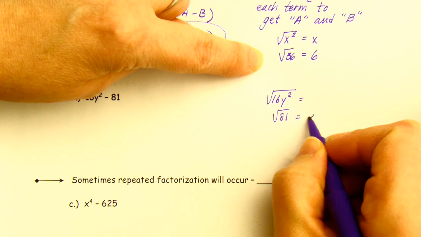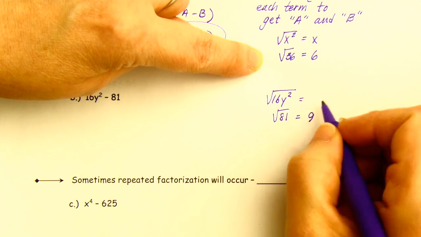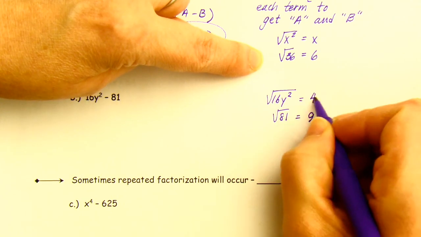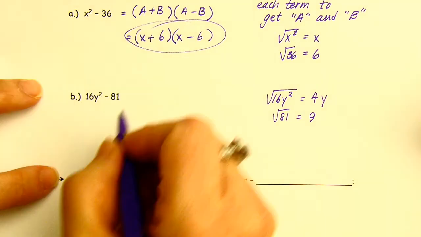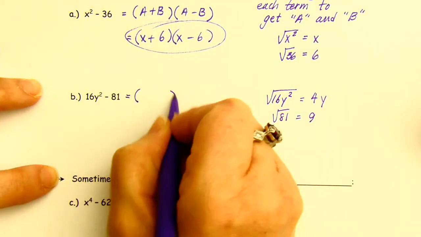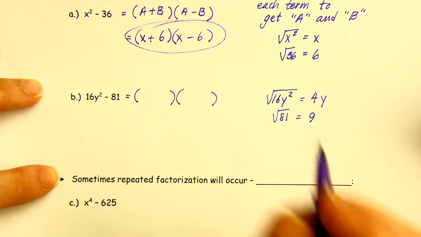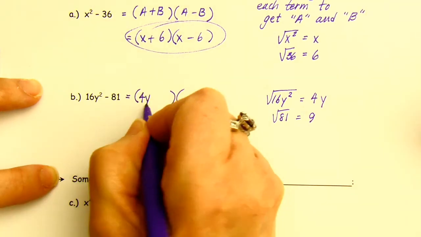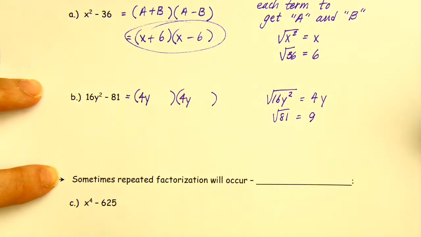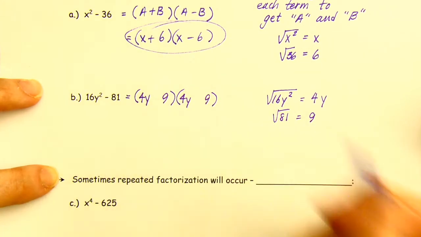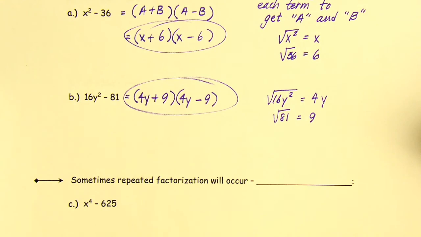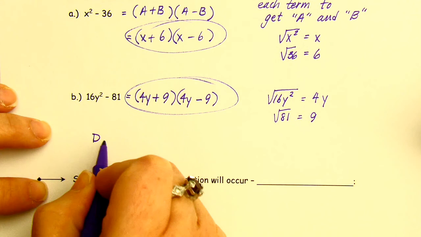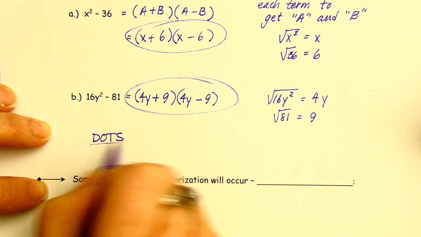The square root of 16y squared is 4y. So there's my a and my b value. So this is going to factor into two polynomials where the a's are the same in each, the b's are the same in each. One is plus, one is minus. Okay, that's how we factor dots, the difference of two squares. D-O-T-S.